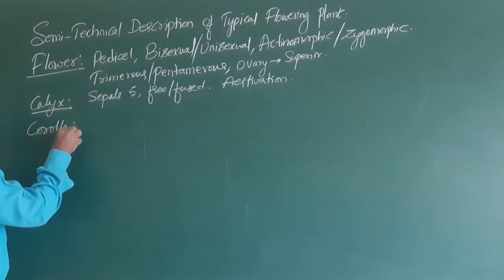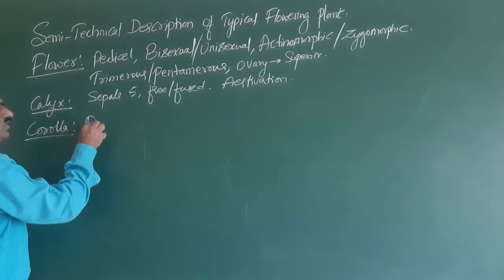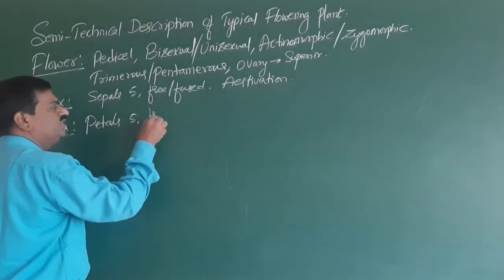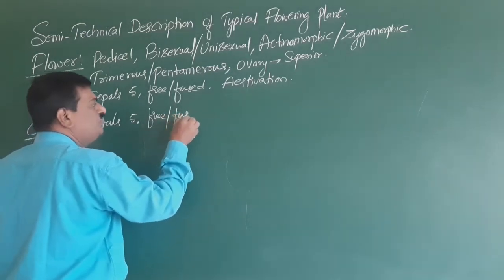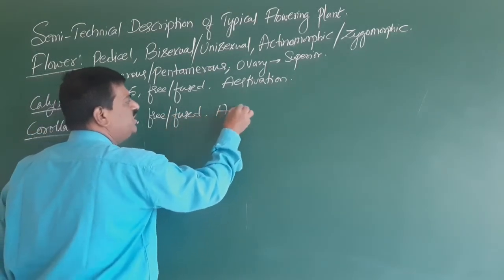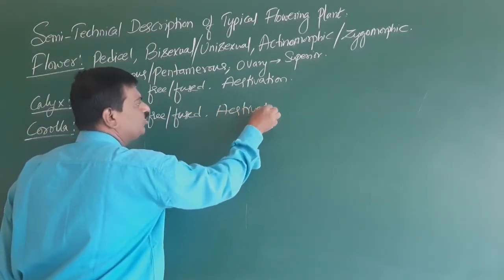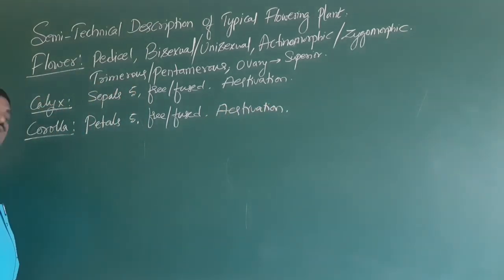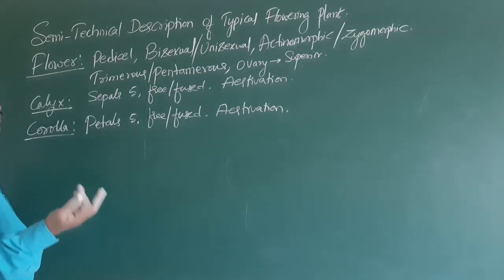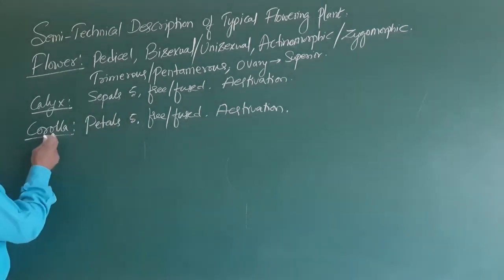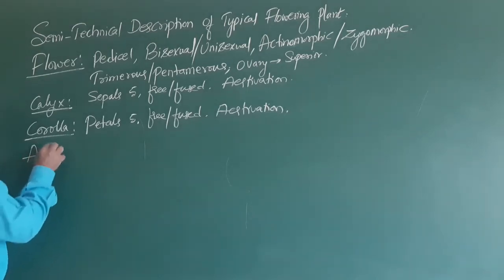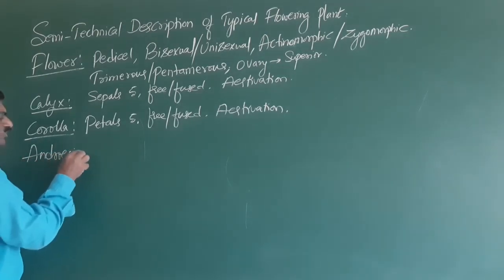Next one is corolla. Again here, how many petals are there? Whether the petals are free or fused, and again what is the estivation of a corolla, that also should be mentioned here. Again the estivation can be valvular, imbricate, twisted, like that can be written for a corolla. Next we go for androecium.